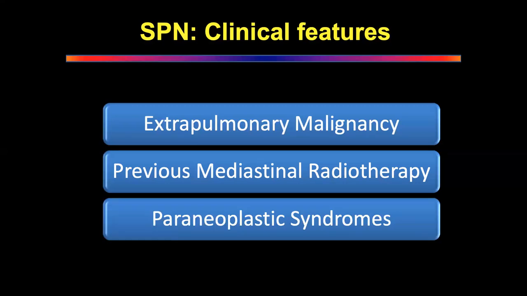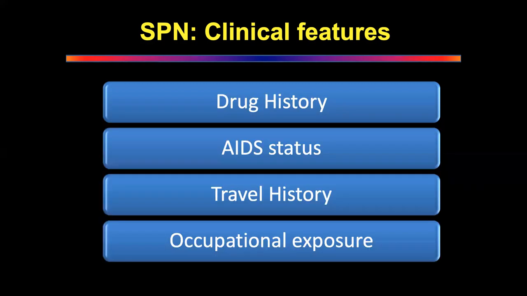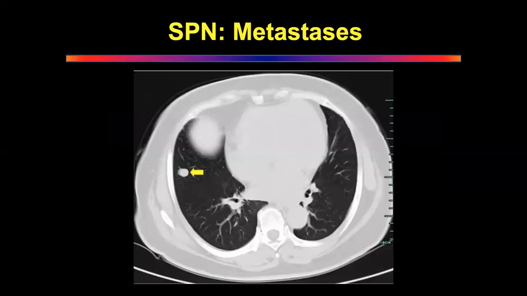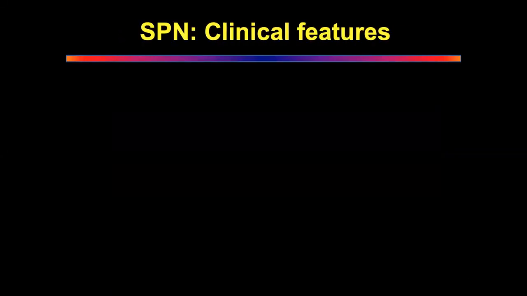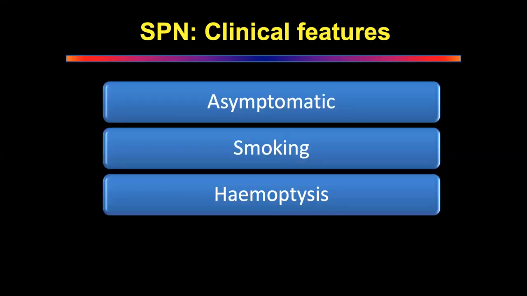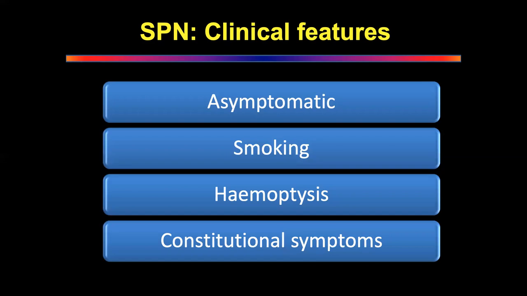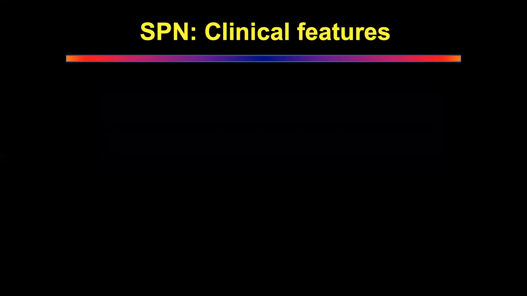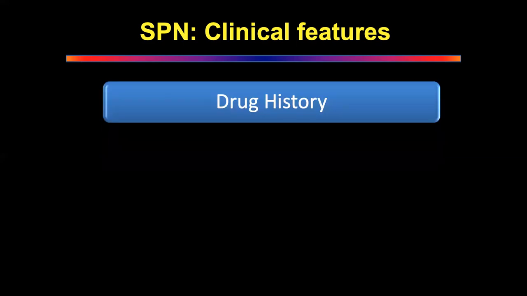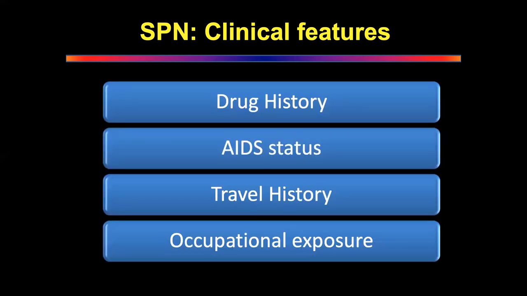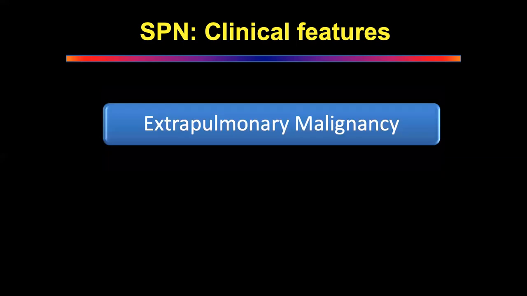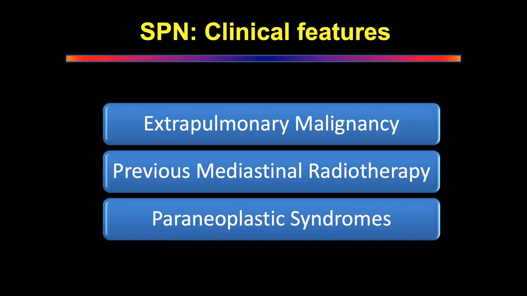So all the discussion that we did so far for the last 30, 40 minutes is actually from the guidelines, okay? This is mentioned there. I'm not making it up. This is from the SPN guidelines. So please take these slides seriously. If you had read the guidelines properly, you would have had no hesitation in answering my question in the order that I asked you. Asymptomatic, smoking, hemoptysis, constitutional symptoms, these are the words I want to hear. And in 1 minute, the whole question will be finished. Drug history, AIDS status, travel history, occupational exposure, extrapulmonary malignancy, previous mediastinal radiotherapy, and paraneoplastic syndromes.